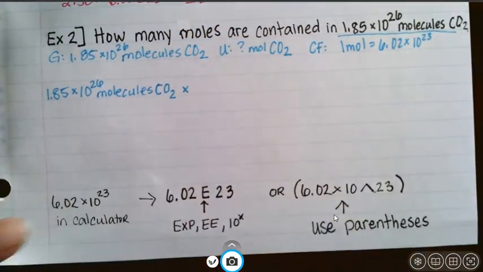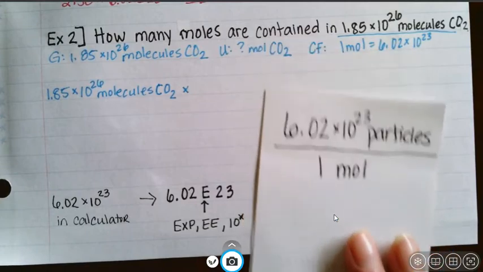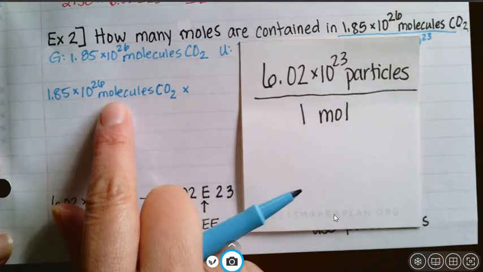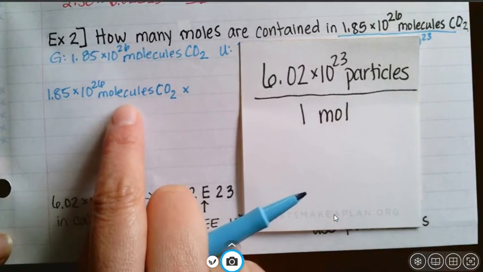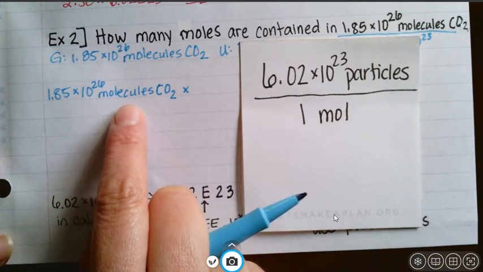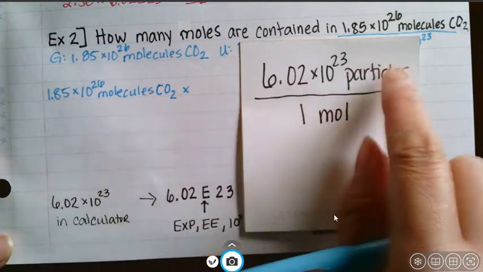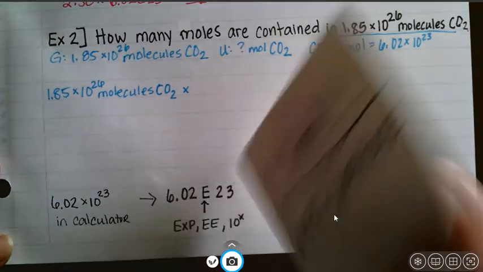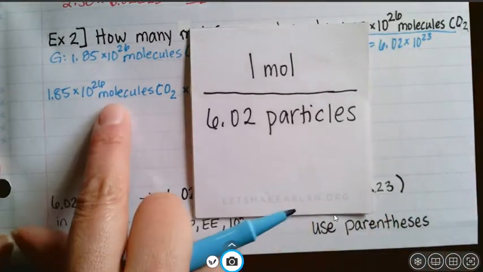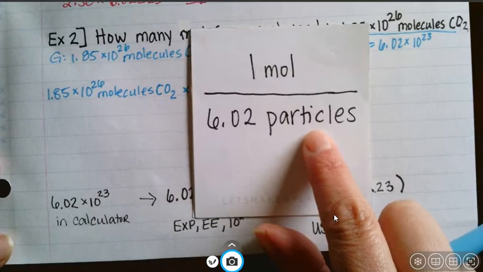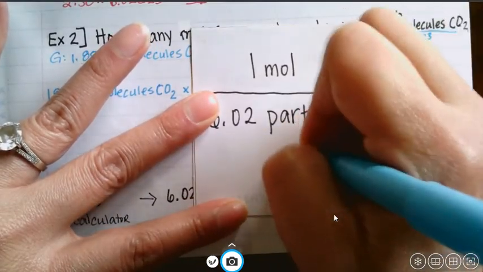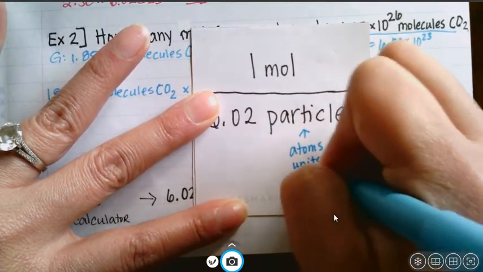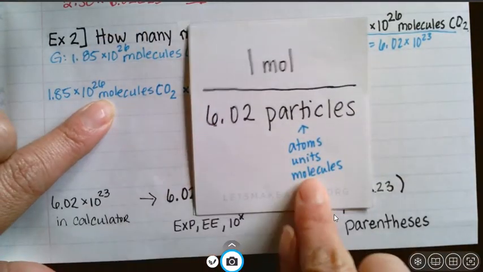I multiply that by a conversion factor. Here's my conversion factor. Let's decide which way I should use it. You always want to use it so that units cancel. Right now I have molecules. Molecules is a type of particle. So molecules in a mole, those don't cancel. That means I need to flip this so that molecules cancel with these particles, which remember can be atoms, formula units, or molecules. So molecules cancels with molecules.